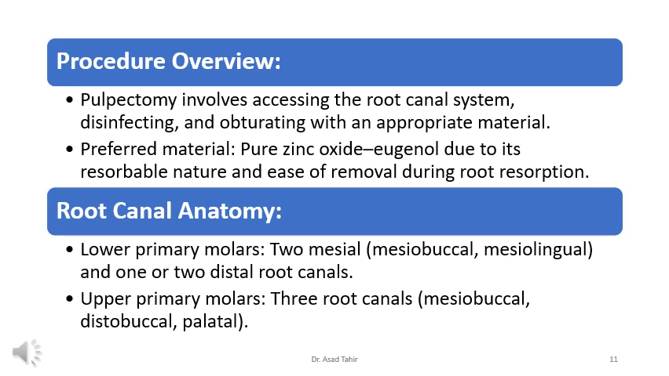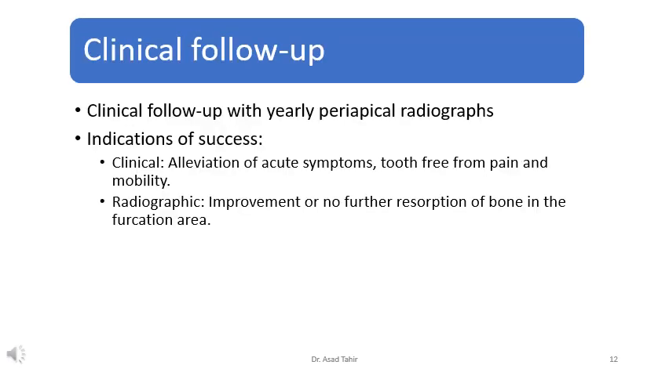Root canal anatomy. Lower primary molars: two mesial canals, mesiobuccal and mesiolingual, and one or two distal root canals. Upper primary molars: three root canals, mesiobuccal, distobuccal, and palatal. Clinical follow-up with yearly periapical radiographs.